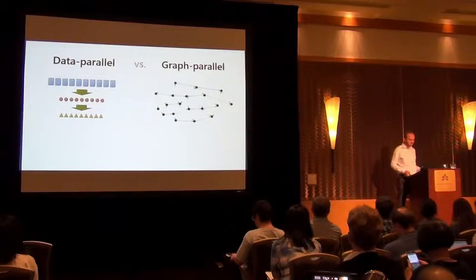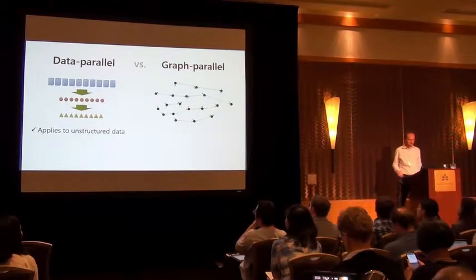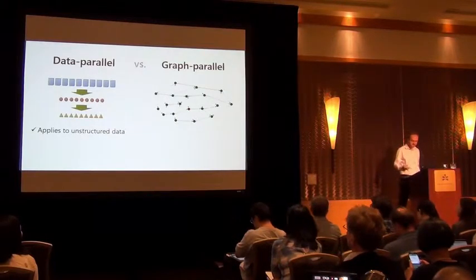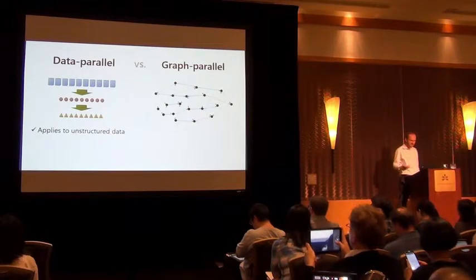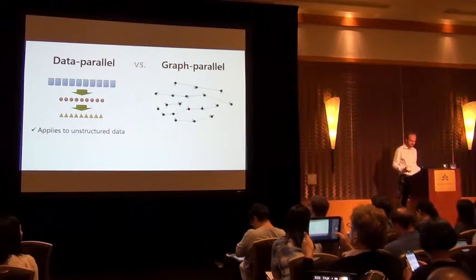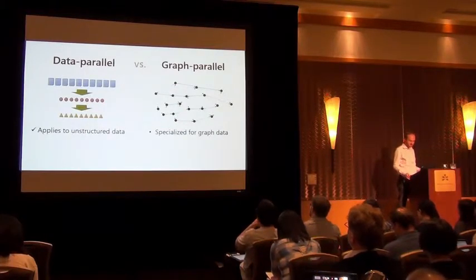So to see the difference between the two, let's start with the kind of data that they can process. On the data parallel side, MapReduce is tremendously successful because it's so omnivorous. There's no schema, no structure. You can just dump text into HDFS, and Hadoop will lap it up. The graph parallel systems, though, as their name implies, are specialized for graph-structured data.